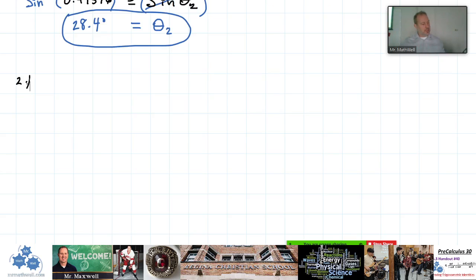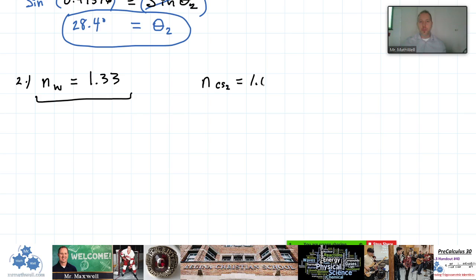So number 2 here in the text says a ray of light passes from water. You'll see a notation like this sometimes, NW. What is NW? Well, that's the index of refraction for water. That's one that's used quite a bit, so they have a notation for that. So light passes from water, so this is actually going to be the incident side, into carbon disulfide. The index of refraction for CS2, that's carbon disulfide, is 1.63.